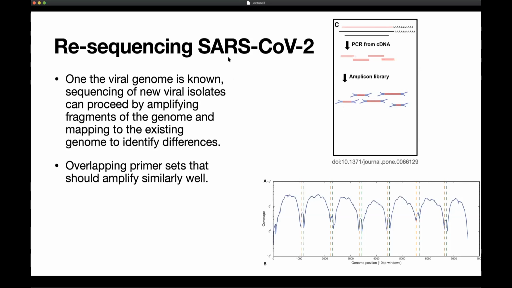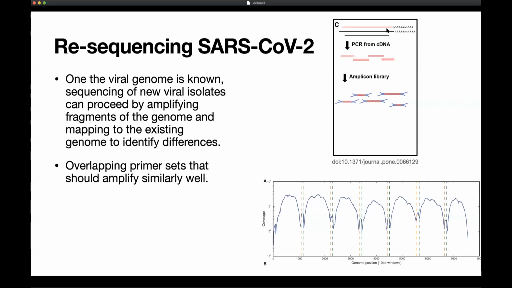So once you have a reference genome, you can use computational and other comparative techniques to design a set of primers that will amplify pieces of the genome, right? And for this, you must know the genome. So you need to know what you amplify. And ideally, you need to know more than one genome because you want to have the same set of primers that will amplify most viruses, even if they change in other positions. So once the viral genome is known, sequencing of new viral isolates can proceed by amplifying fragments of the genome and mapping to the existing genome to identify differences.